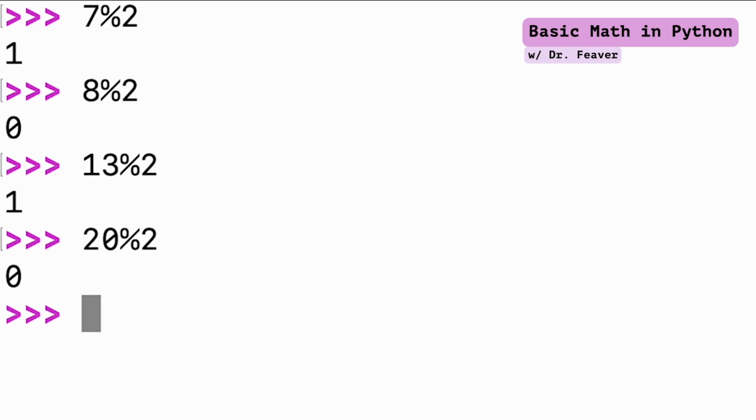But we can use it, of course, for more than just 2. I can do something like, let's do 100 mod 3. Before I hit enter, think about what's going to happen. 3 times 33 is 99. So 3 goes into 100 33 times. And then since 3 times 33 is 99, that means there's a remainder of 1 to bring us up to 100. So 100 mod 3 is 1.